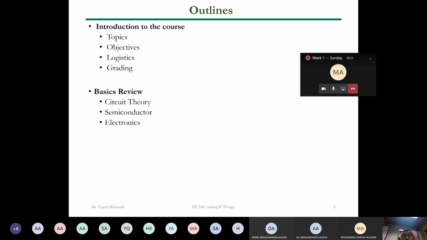So guys, make sure that you attend the basics review. Make sure that you understand everything in the basics review, because this is the basic ground that will build up for our following topics, inshallah.